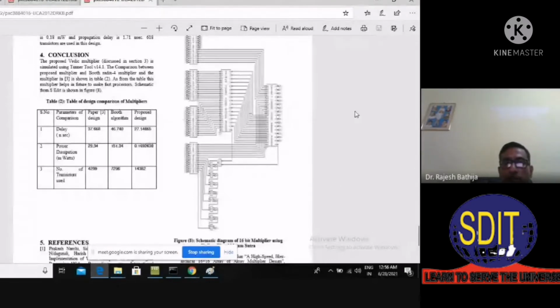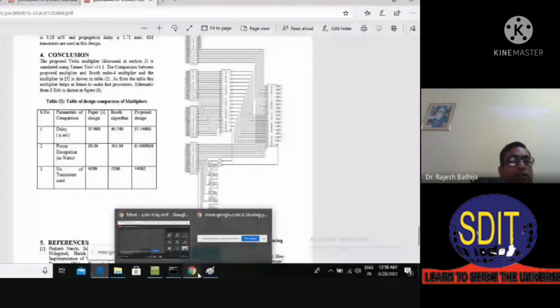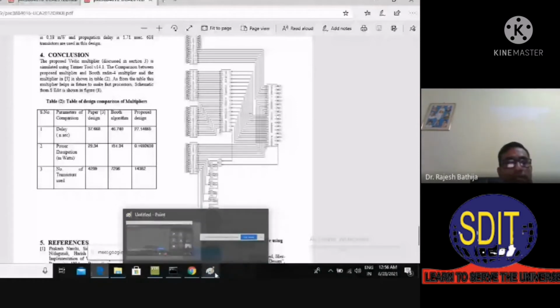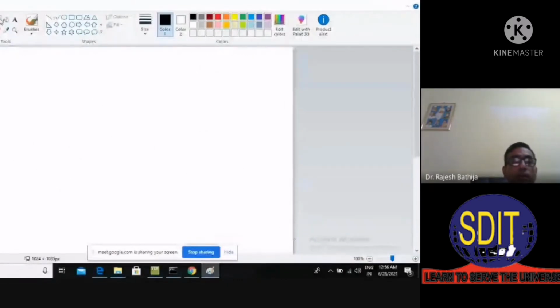The next part is, this is the Urdhva Tiryagbhyam Sutra, right? In place of this Sutra, we can build using the Nikhilam multiplier also, right? So for the Nikhilam multiplier, I have to again come back to the paint side. Yes. Now the Nikhilam Sutra, in short, I will call it the NM multiplier, right?